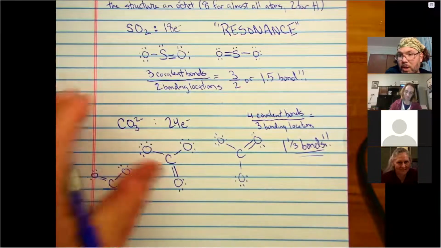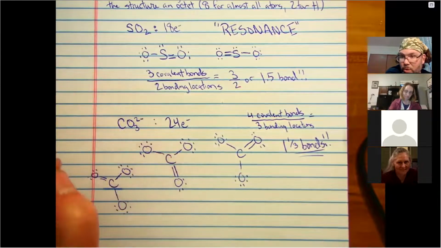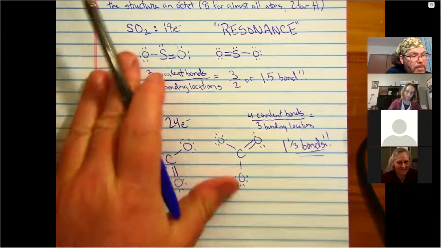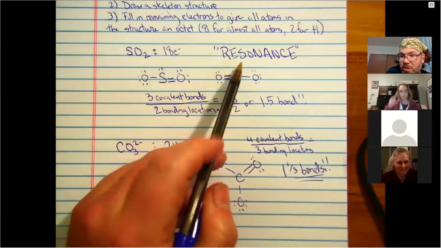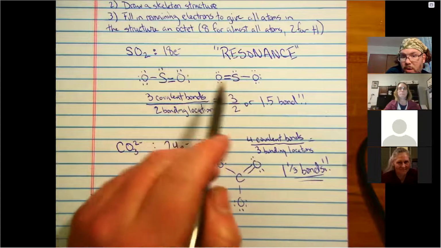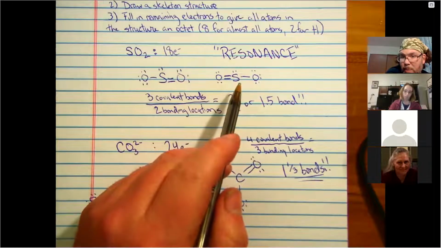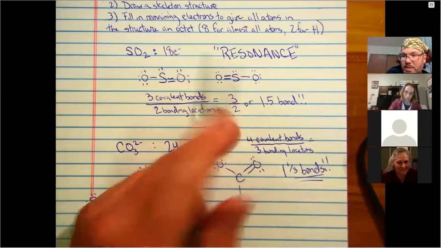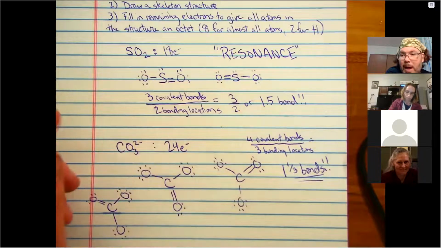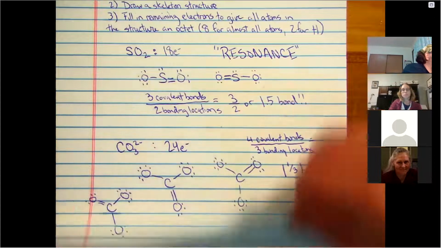Okay, so we've done a little bit of review with the rules of writing good Lewis structures. We've talked about something extra for Lewis structures that can have more than one arrangement of electrons that represents that structure. We call that resonance, and we've talked about what that means. And there are a couple more things that we have to discuss when we're talking about Lewis structures.